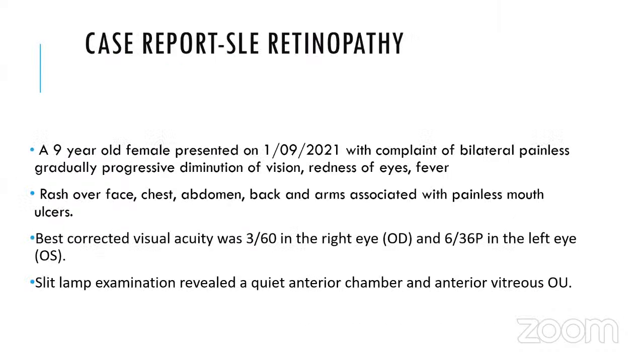Now, the third case we are working on is SLE retinopathy, which we want to put up as a case report. We had a 9-year-old female patient who presented to us on 1st September 21 with complaints of bilateral painless gradually progressive diminution of vision, redness of eyes, and fever. The girl had a rash over face, chest, abdomen, back, and arms associated with painless mouth ulcers. The BCVA was 3/60 in the right eye and 6/36 partial in the left eye. Slit lamp examination revealed a quiet anterior chamber and anterior vitreous face in both eyes.